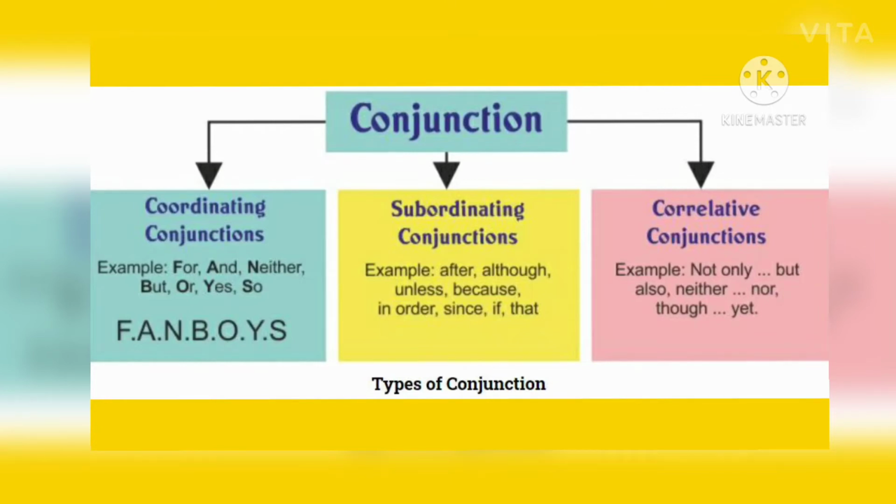Now let's see one more example. Do you want an ice cream or chocolate? These are two different sentences: do you want an ice cream? Do you want a chocolate? But by adding "or", we have framed these two single sentences into one. Do you want an ice cream or chocolate?